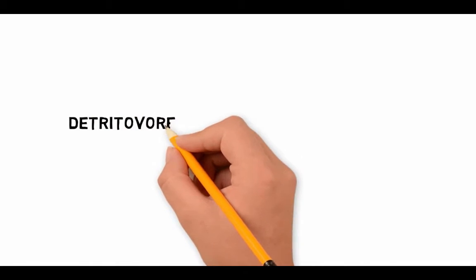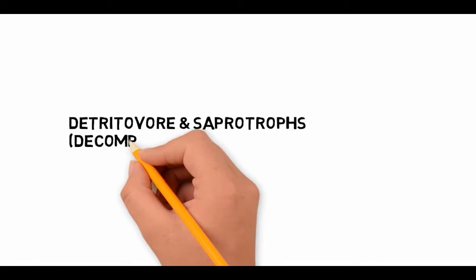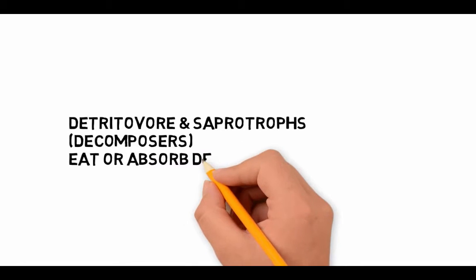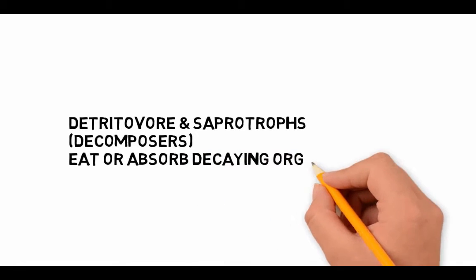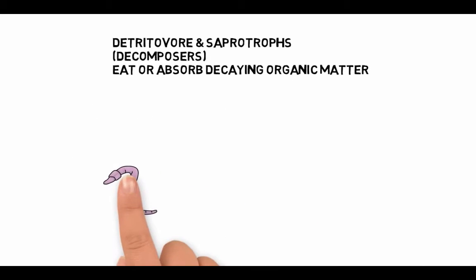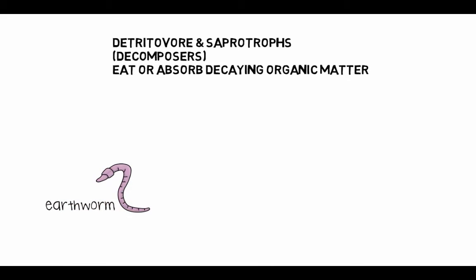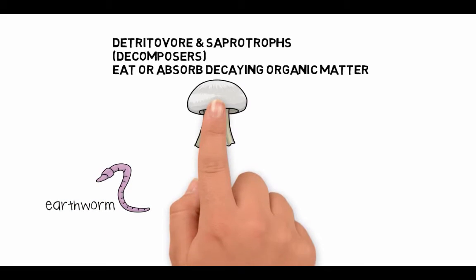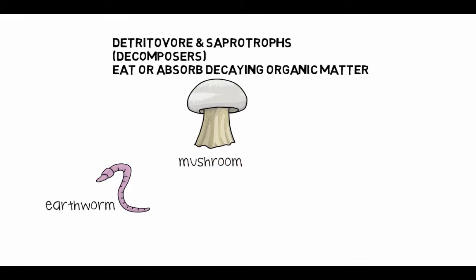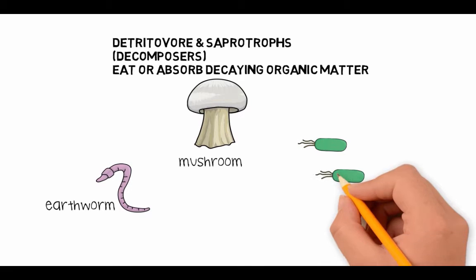Finally, let's take a look at the decomposers and saprotrophs, not shown on the food chain or in the trophic level pyramid. These organisms eat or absorb decaying organic matter. Examples are earthworms, fungi such as mushrooms, and various bacteria of decay.